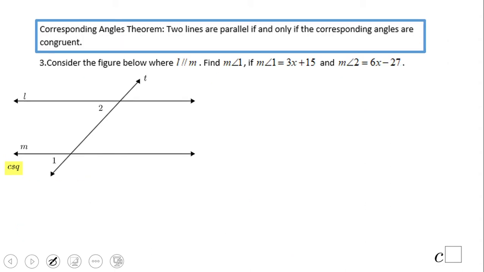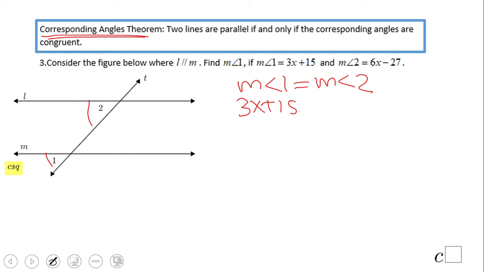Now we are going to talk about corresponding angles. Two lines are parallel if and only if the corresponding angles are congruent. So that brings us to the measure of angle 1 equals the measure of angle 2. That is substituting angle 1 with 3x plus 15 equals 6x minus 27.